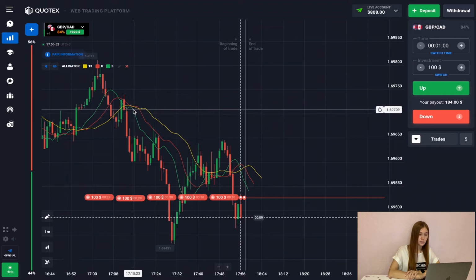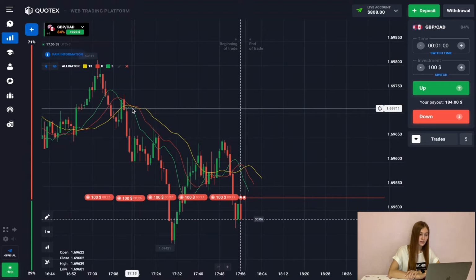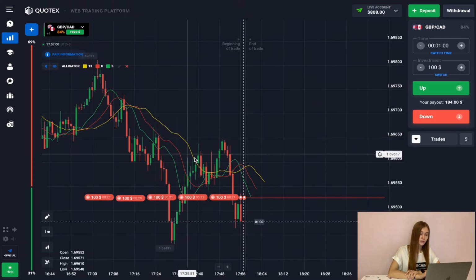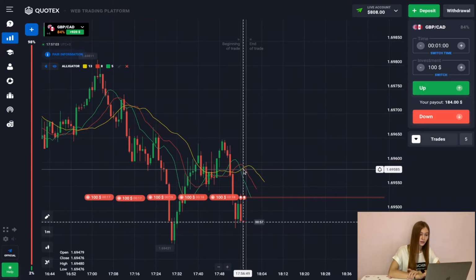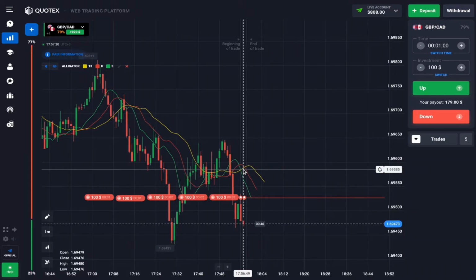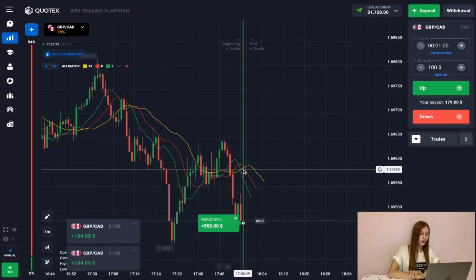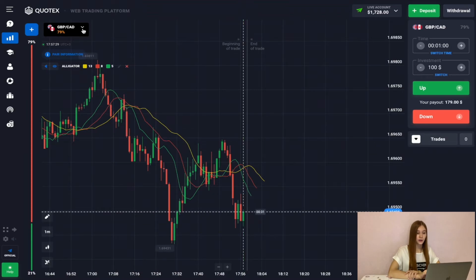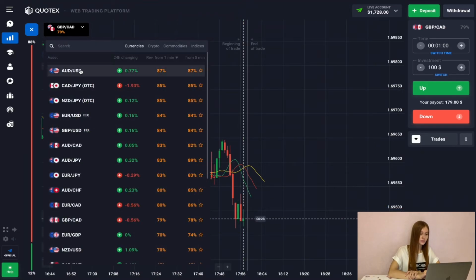We can also expect this picture at this point of intersection of the alligator indicator, where the downtrend was also opened, and now the trend continues its movement. Using the strategy of the alligator indicator, we will be able to successfully close the deal with an expiration time of 1 minute. And we have successfully closed our deals. According to this strategy, we will open another deal.